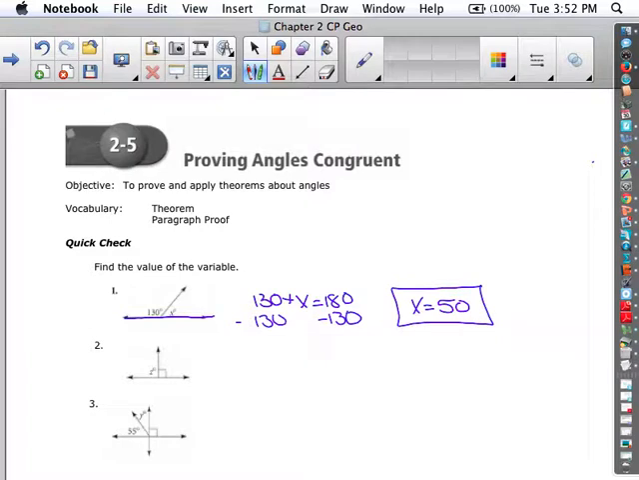The next one, when you see this, hopefully again you'll recognize it's a straight angle. If this is 90 degrees, therefore z must also be 90 degrees. Looking at the next picture, you have a perpendicular intersection here. So that means that you have four right angles, and y plus 55 is equal to 90. Subtract 55 from both sides, and you will get that y is equal to 35.